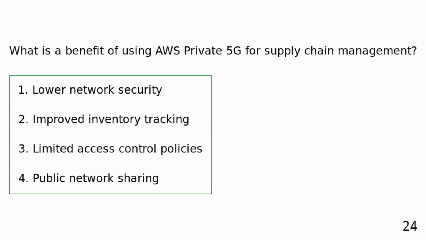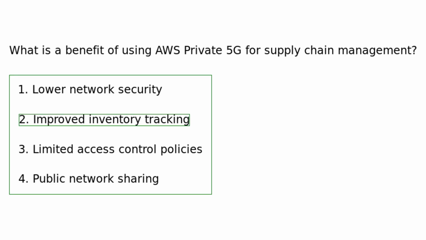What is a benefit of using AWS Private 5G for supply chain management? Lower network security. Improved inventory tracking. Limited access control policies. Public network sharing. Using AWS Private 5G for supply chain management can lead to improved inventory tracking through secure and reliable communication.